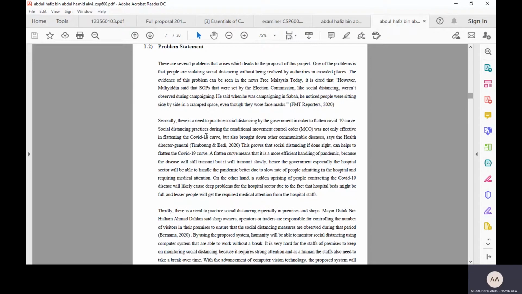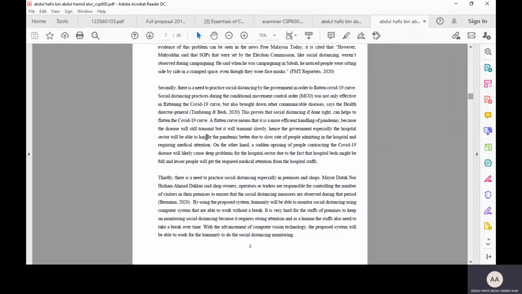We don't want a sudden uprising, like a hill in the graph, which in short happens when the supply of beds cannot meet the demands of the patients. When this happens in the hospital sector, a lot of people with COVID-19 will not be able to get treatment. If they got normal treatment, they might recover easily, but because there are too many COVID-19 patients, the hospitals cannot support the demand. So to avoid that, we have to flatten the COVID-19 curve.